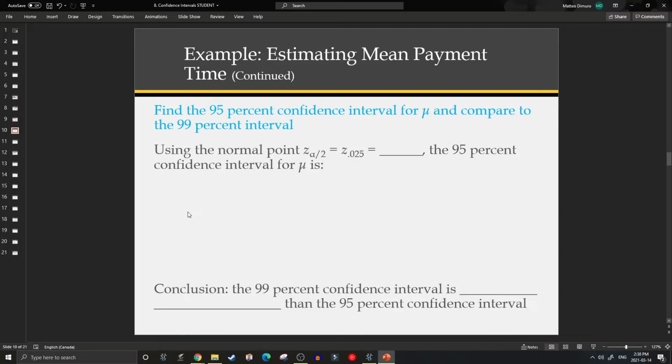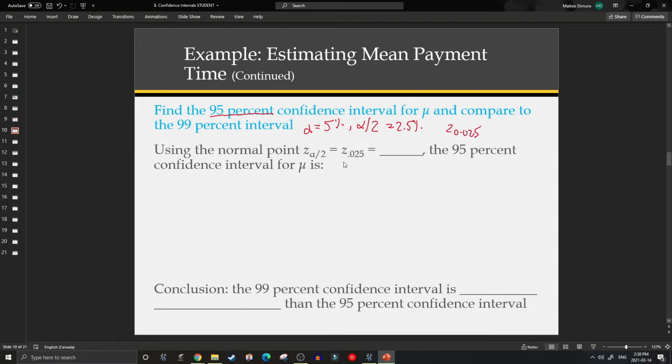We can do another one. This one here is a 95% confidence interval for mu and compared to the 99th percentile. So same question, same numbers as before. It's just this time we're going to find the 95th percent confidence interval. So for the 95th percent confidence interval, alpha, right? 95 plus what is 100? So it's going to be 5%. So when you go alpha divided by 2, you're looking at 2.5%.